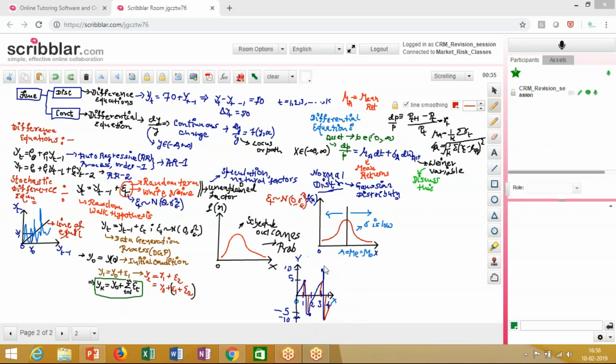Now, this distribution is just a representative distribution, just to show that the path moves about in a random manner. Clear?